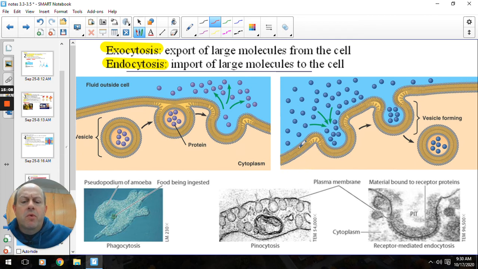When we're bringing nutrients in, that's a type of endocytosis. Sometimes we call it phagocytosis, which is cellular eating. Or if it's a liquid, cellular drinking would be pinocytosis. Those are also some cases of active transport.